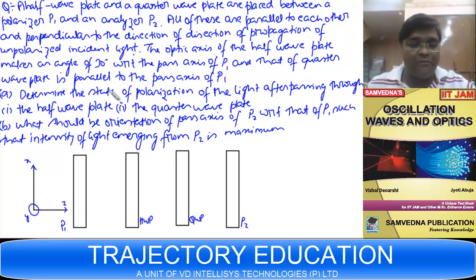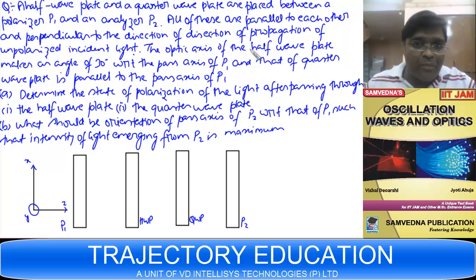Optic axis of half wave plate makes an angle of 30 degree with the path axis of P1, and that of quarter wave plate is parallel to the path axis of P1. Means this is half wave plate, and this is quarter wave plate.